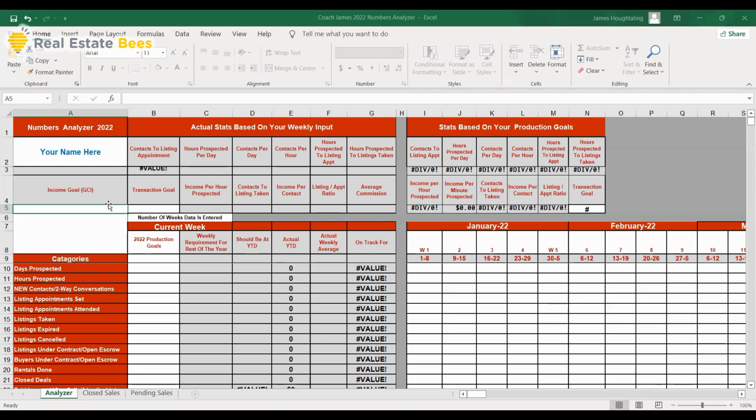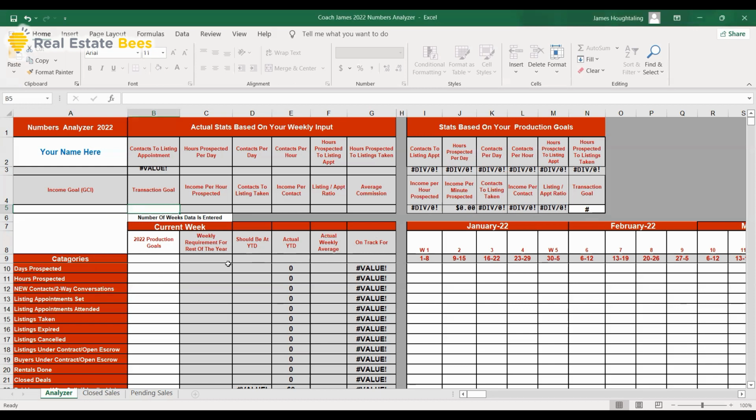All right. So upper left corner, your name right here, income goal. This would be your GCI goal for 2022. Okay. So whatever that number is, put it there. Transaction goal, same thing. If your goal is 20 deals, put 20. If it's 50 deals, put 50. If it's 150, put 150. And you also will put that same number over here in N as in November 5.